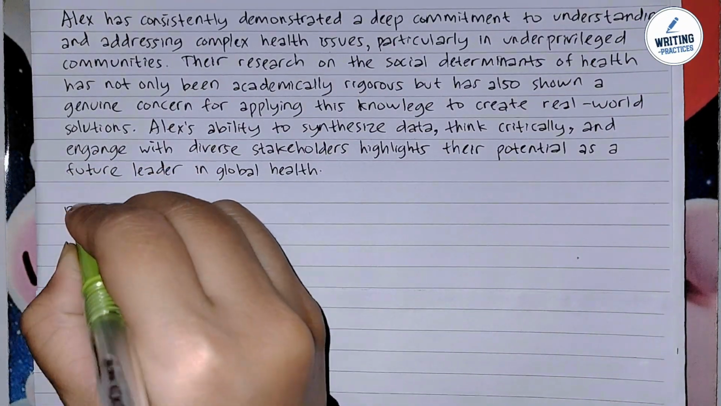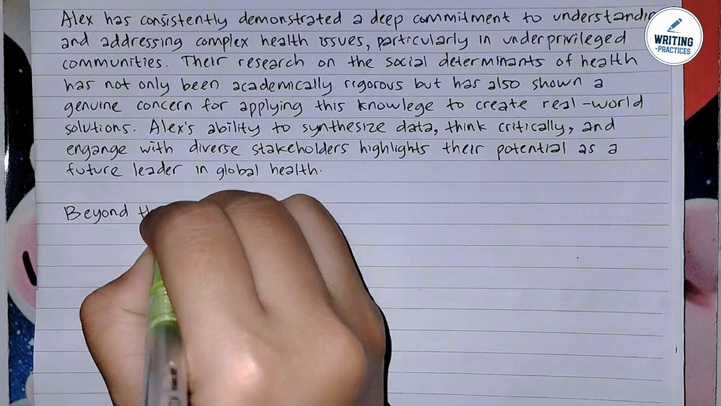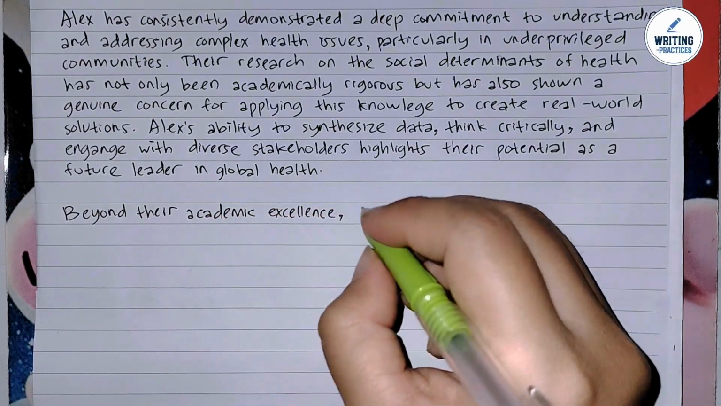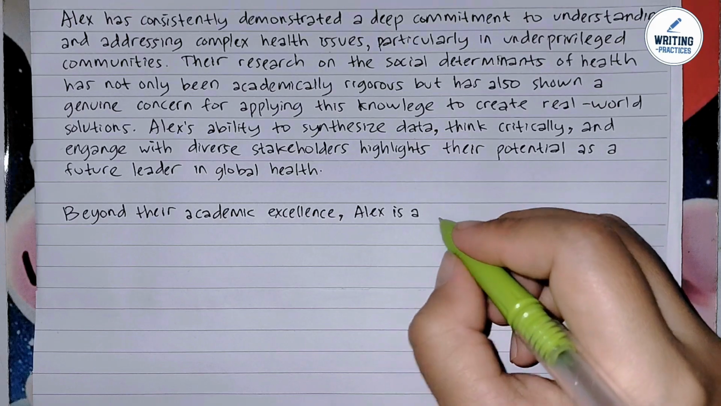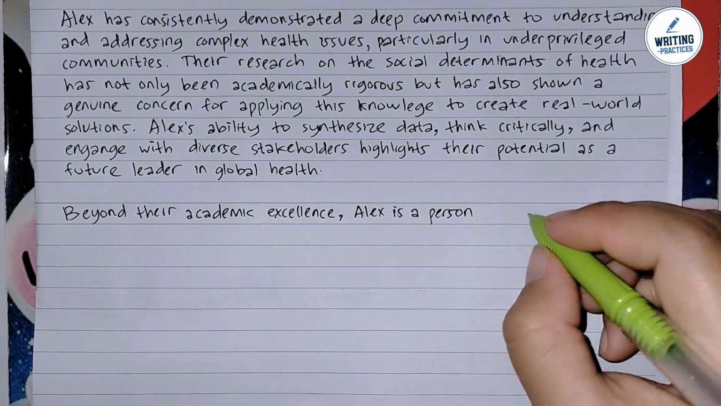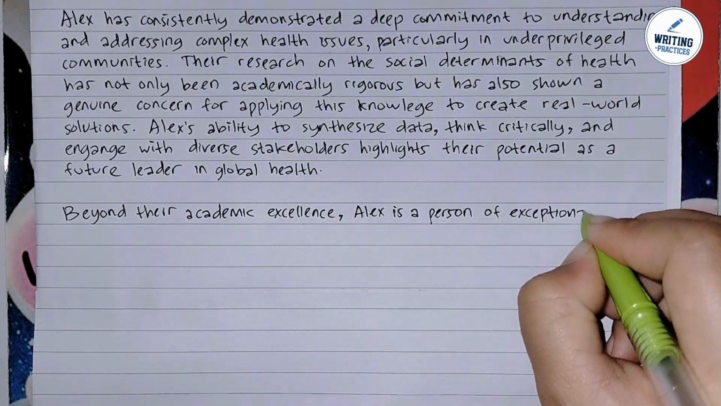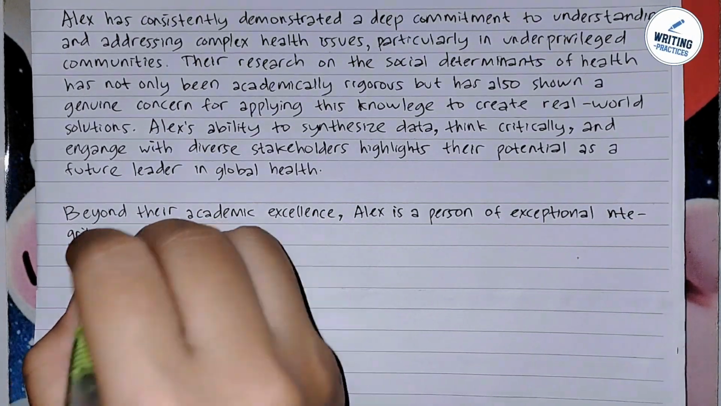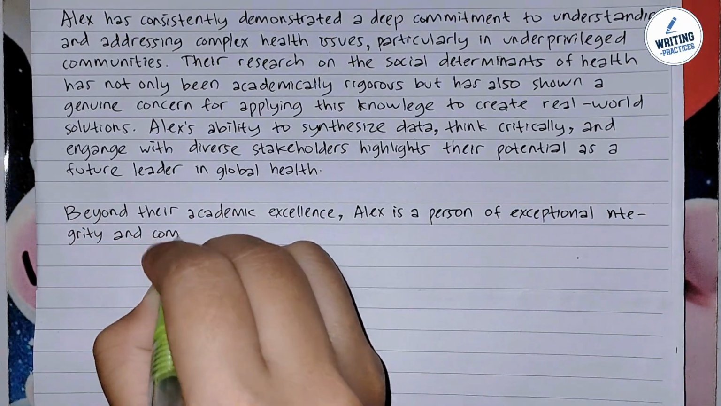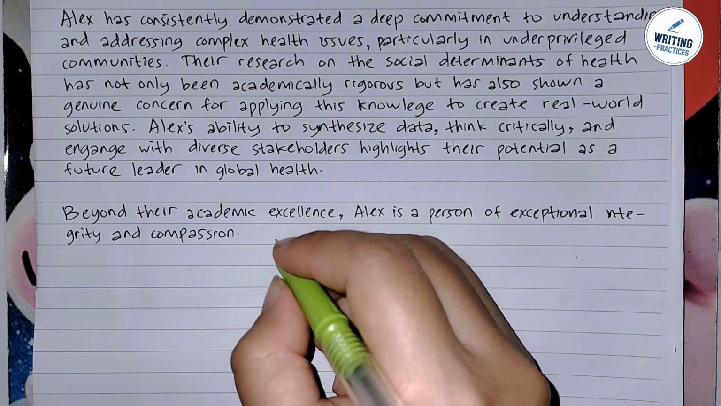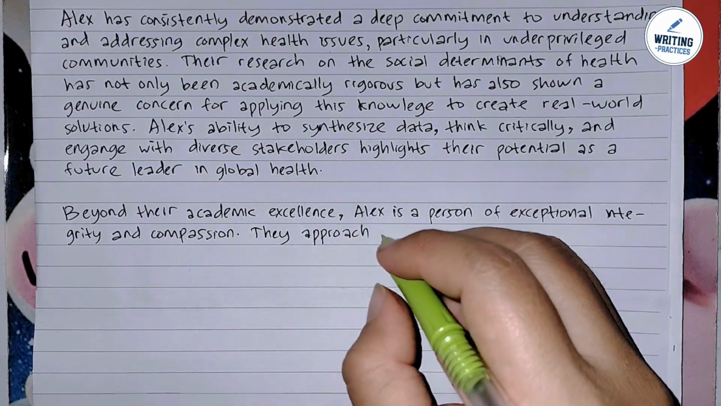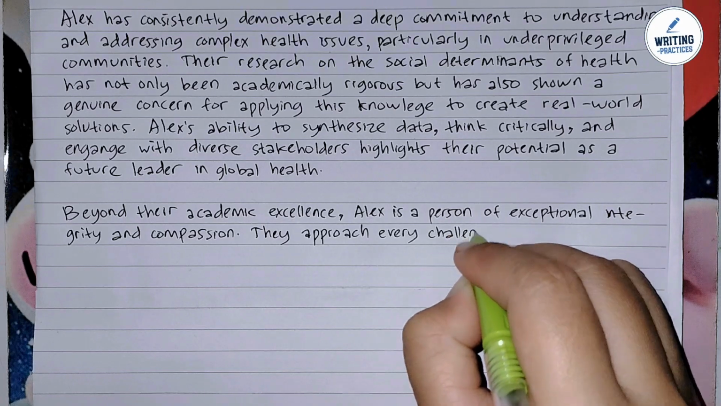In paragraph 3, this is where you write the applicant's character and interpersonal traits. Here, you should focus on the applicant's personal qualities, such as integrity, empathy, and compassion. By doing so, you offer insight into the applicant's character, which complements their professional qualifications. For example, beyond their academic excellence, Alex is a person of exceptional integrity and compassion.